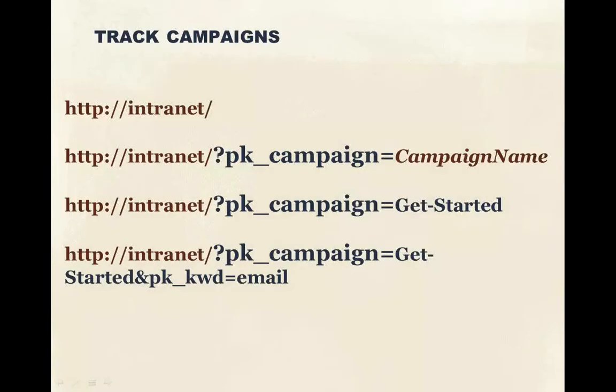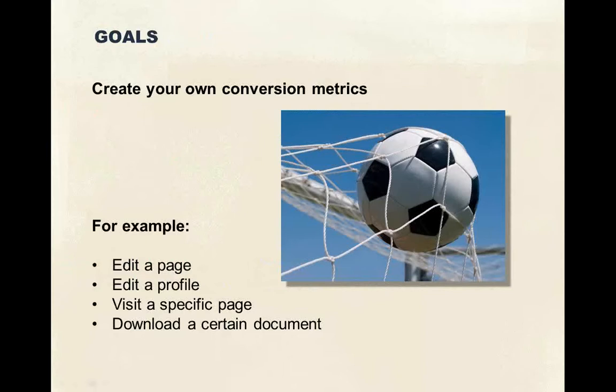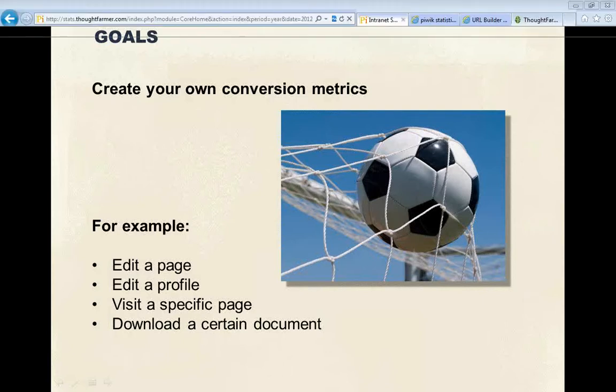So the final thing I wanted to look at here was how to set up goals. Goals is a very powerful part of Piwik because it basically allows you to create your own conversion metrics. Essentially, if there's a URL for it or a distinct page title, you can set up something to look for, edit a page and track that as a conversion. How many people are editing a page or a specific page, or how many people are editing their profile, or that kind of thing, or downloading a certain document. If you want to know how often a particular action is happening, conversion metrics through goals is the way to do that.